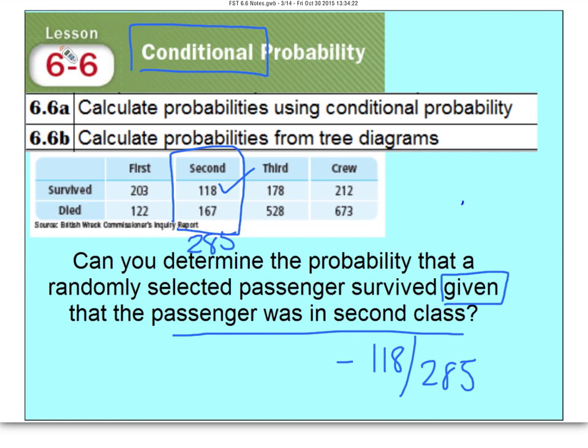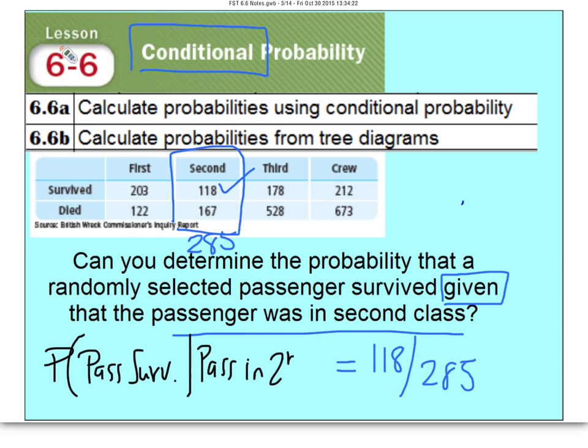Now, here's the math shorthand for that. You might see this. Find the probability that a passenger survived. Just going to abbreviate. Then they're going to put a straight line. That's the word given. And they're going to say that the passenger was in second class. So conditional probability is written with a straight line. Again, that symbol means the word given.